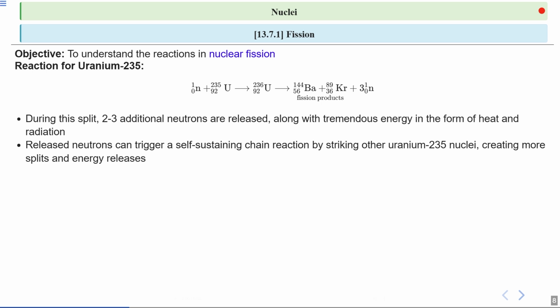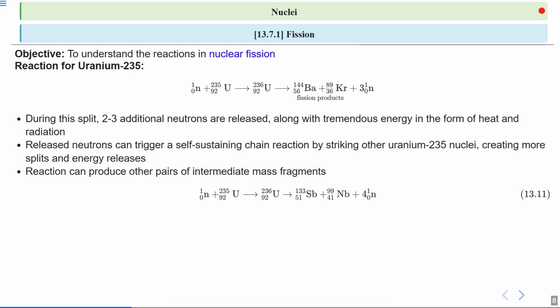Notice that released neutrons can go on to hit other uranium 235 nuclei. This can start a chain reaction where each fission causes more fissions. If enough uranium 235 is present, this reaction can sustain itself, releasing more and more energy. This is how both nuclear reactors and atomic bombs work. But reactors control the chain reaction while bombs let it run unchecked.